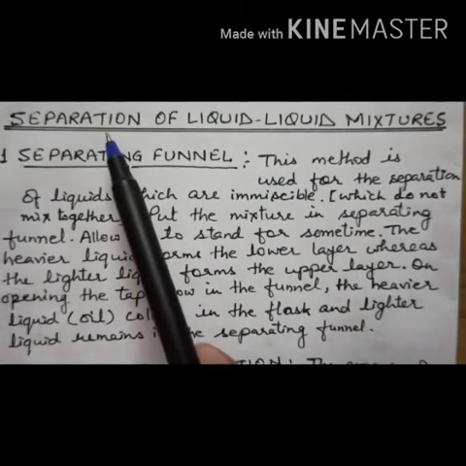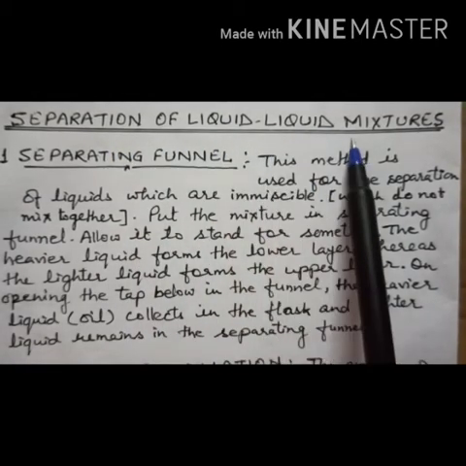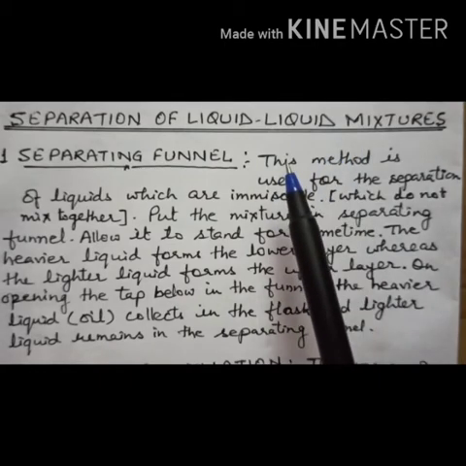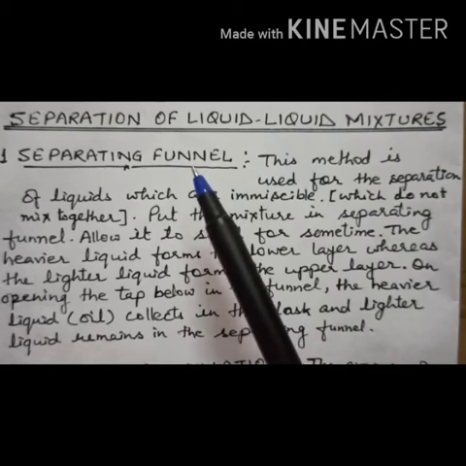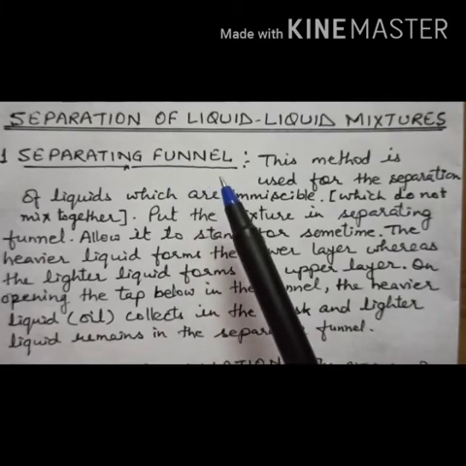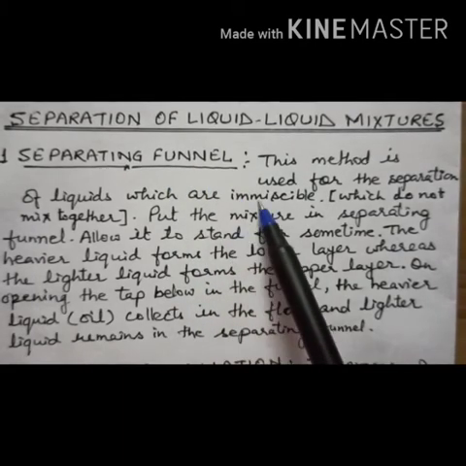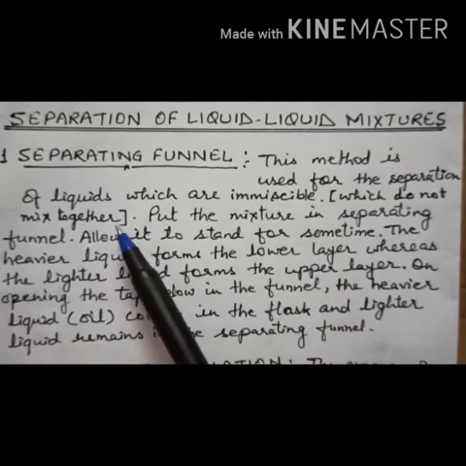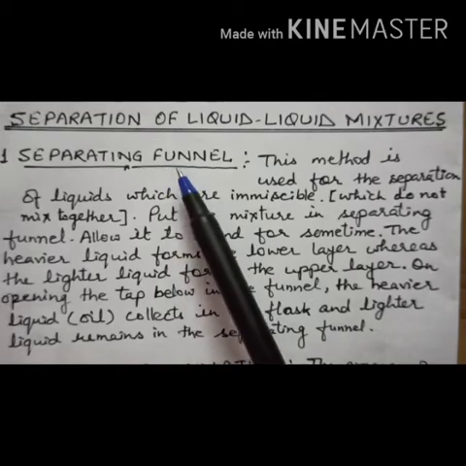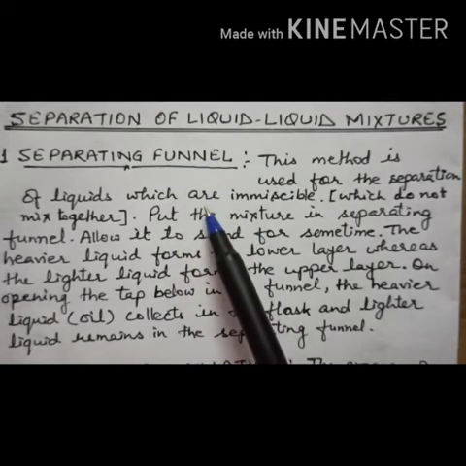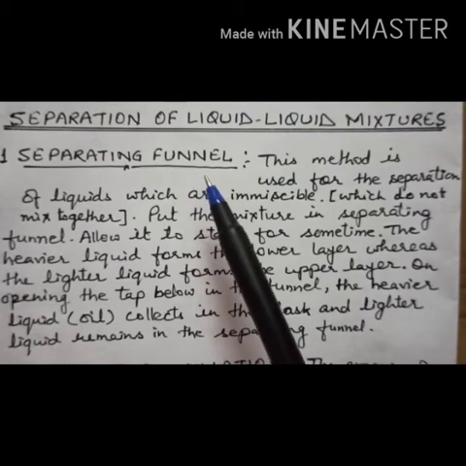Now next is separation of a liquid mixture. If two liquids are mixed together, which method will you use? There are two main methods. If the liquids are immiscible, which means they do not mix together, then we use a separating funnel. But if the two liquids are miscible, meaning they can easily mix together, then we use fractional distillation.